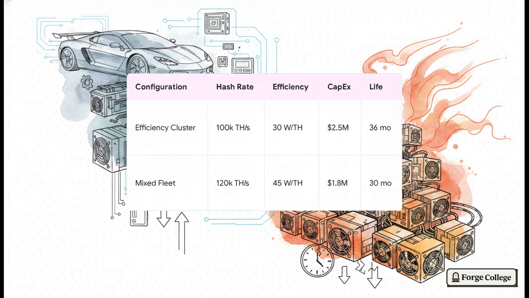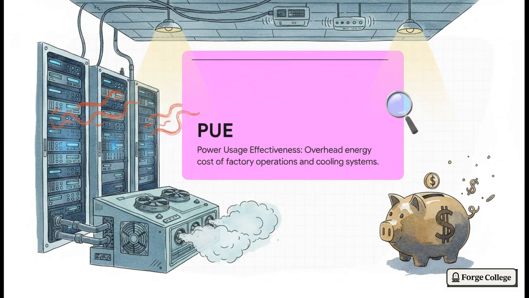Now, flip that around, and you have a cost-focused mixed fleet. This pushes more nominal hash rate at 120,000 terahashes, and it's definitely cheaper up front at $1.8 million. But there's a catch. It's an energy hog at 45 watts per terahash and has a much shorter lifespan. Your strategy report needs to lay these numbers out super clearly so you can decide which path actually makes sense for your capital.